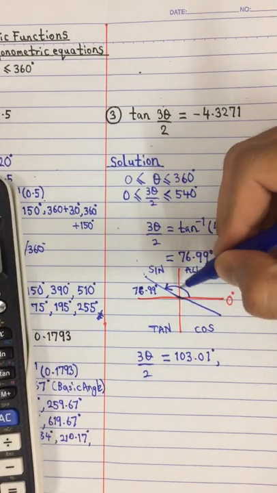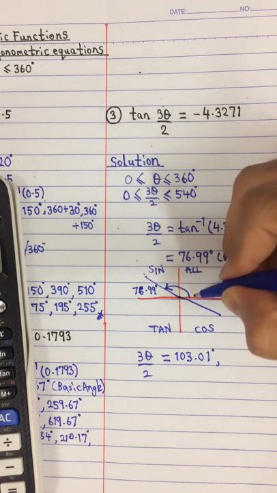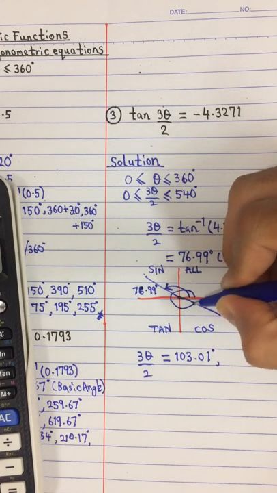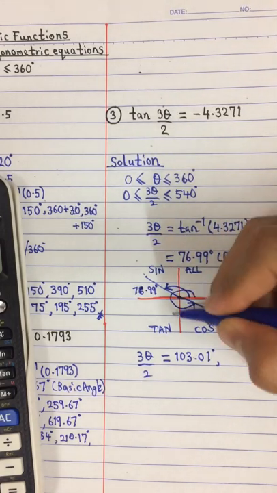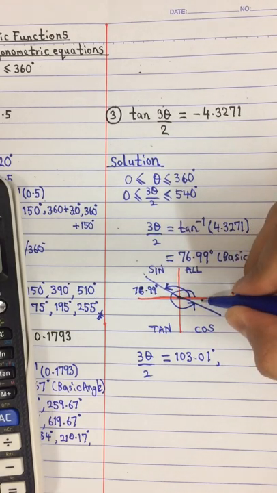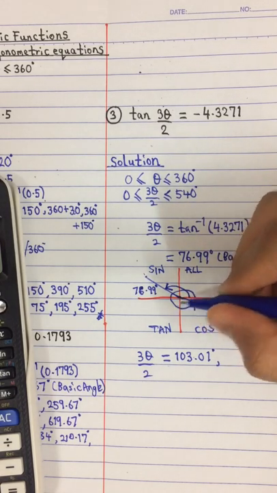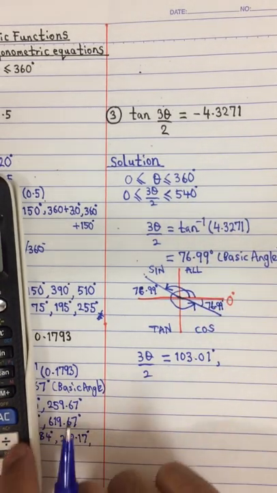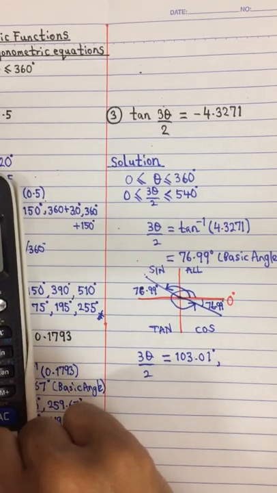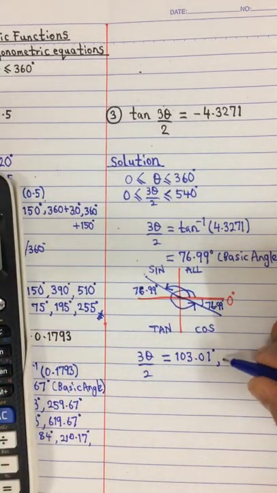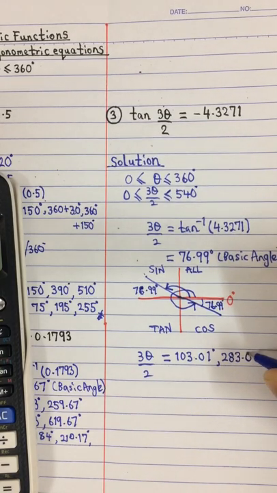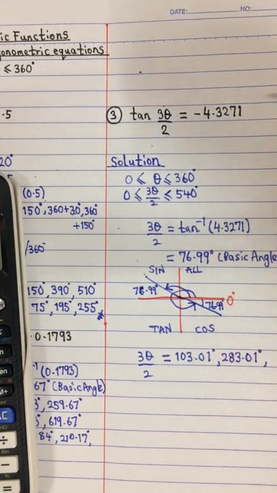Okay, the second angle, you have to go another, like this. So you have to measure from this line until this line. But because one complete cycle is 360, and this is the basic angle, which is the same as this one, which is 76.99. So to find this second angle, you have to subtract 360 minus 76.99, which gives you 283.01 degree.